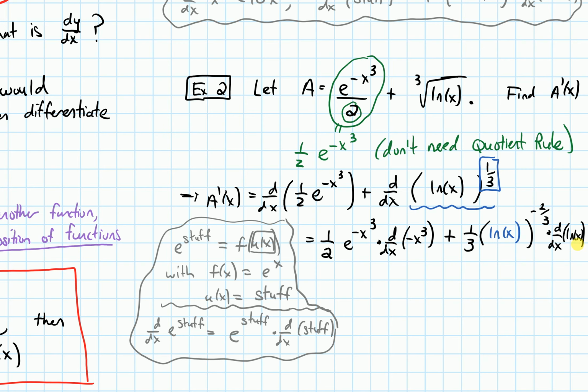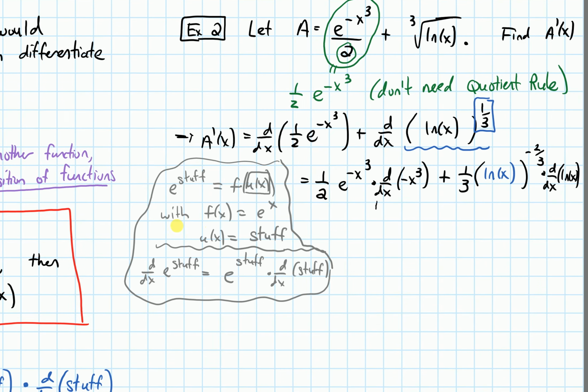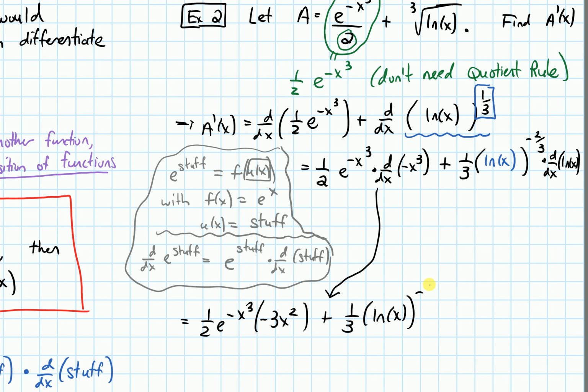Okay, so let me give myself a little bit more room. Let's continue writing this down here. All right, so we have 1/2 e to the negative x cubed times the derivative of negative x to the 3rd, which is negative 3x squared. And then we have plus 1/3 times ln of x to the negative 2/3. And I have to multiply by the derivative of ln of x, which we know is 1/x.